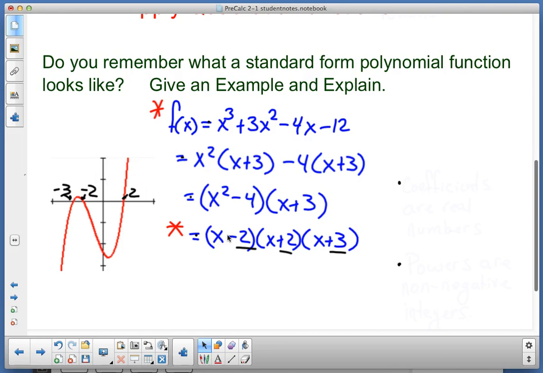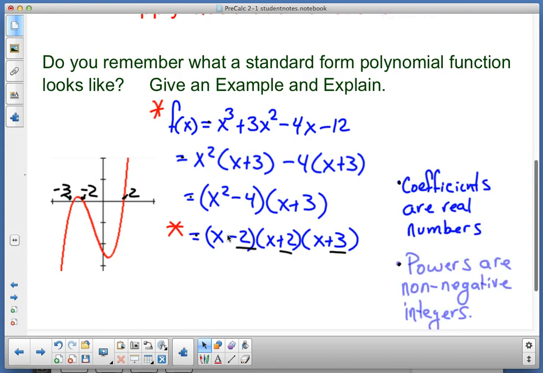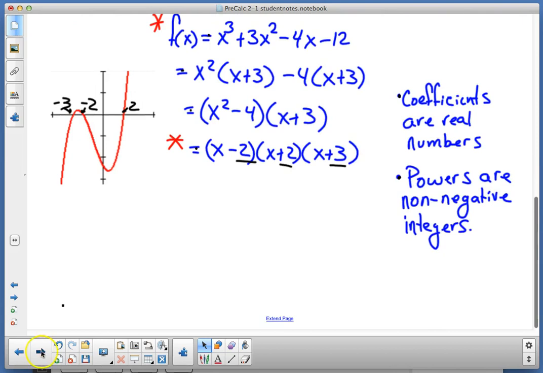But what's really cool about this is that we got something in the standard form for a polynomial, and I got an example here. And I know a few things. Coefficients are real numbers, okay? And powers are non-negative integers as we go through. So it's kind of a neat thing to be going, it all makes sense, I hope. Now, let's make sure I'm at the bottom of the page before I slide on.